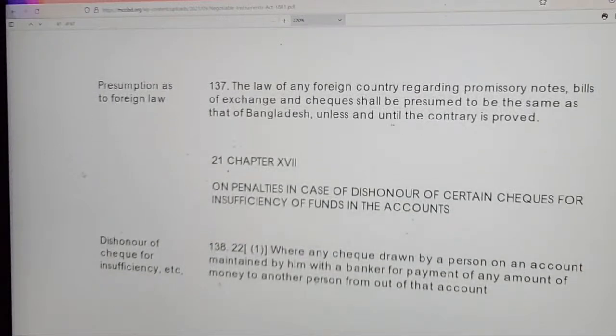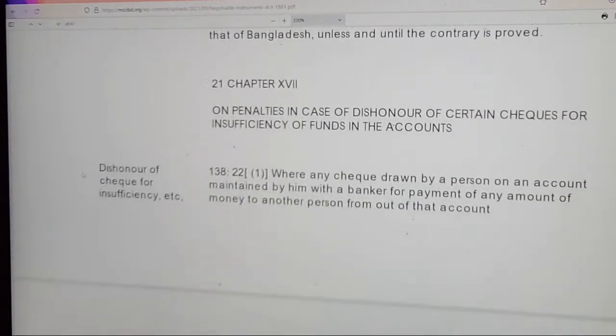Presumptions as to foreign law. 137. The law of any foreign country regarding promissory notes, bills of exchange, and checks shall be presumed to be the same as that of Bangladesh unless and until the contrary is proved.